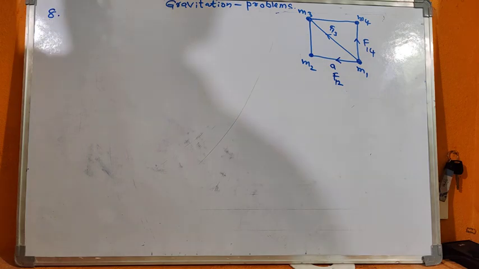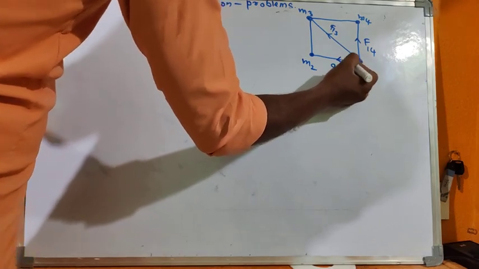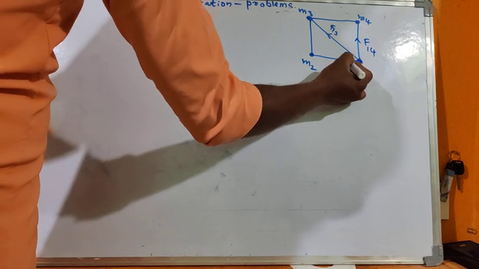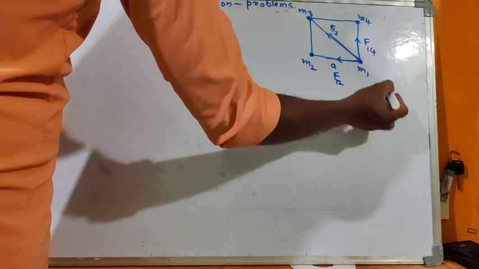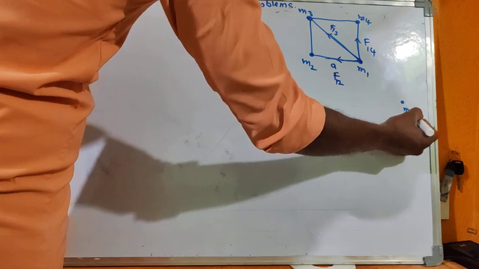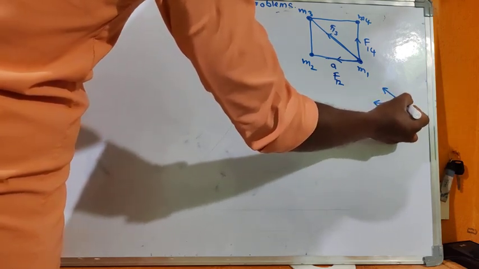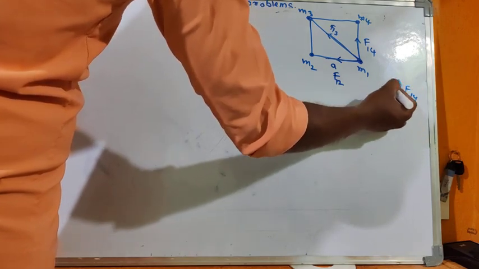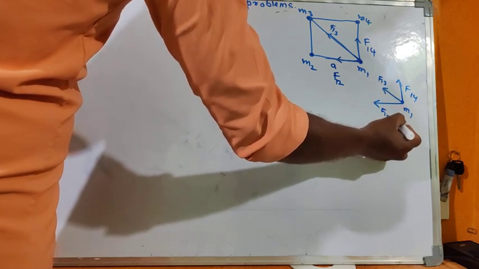Okay, there are a total of 3 forces acting on m1. It is m1, and there is one force, this is another force, and this is another force. This is F14, this is F13, and this is F12.